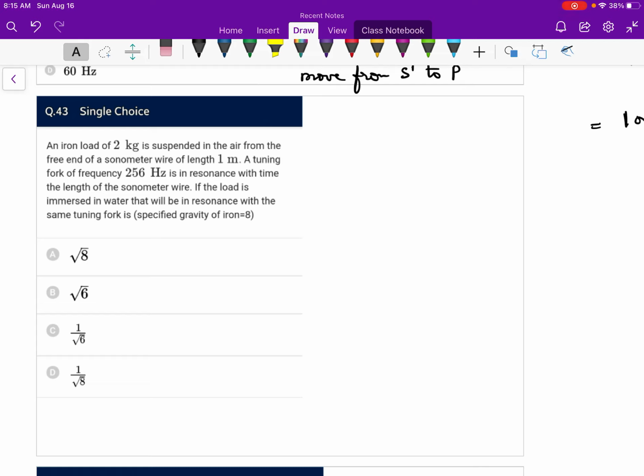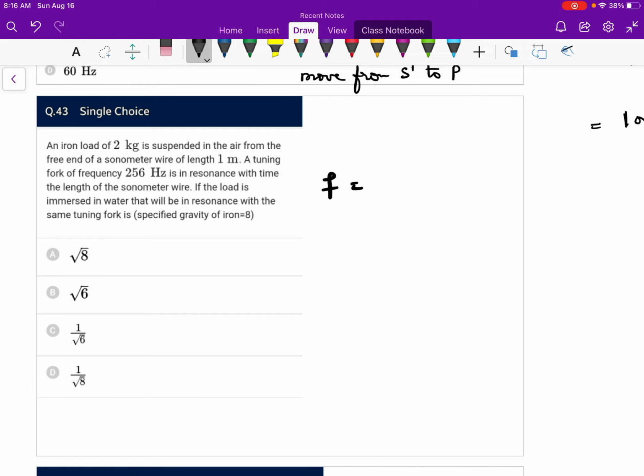Now 43rd: an iron rod of length m, a load of mass m is suspended in air from the free end of a sonometer wire of length 1 meter. A tuning fork of frequency is in resonance with the length of the sonometer wire. If the load is immersed in water, it will be in resonance with the same tuning fork. So this question is incomplete. I guess the author wants to ask the new length of the sonometer wire, but this question is incomplete.